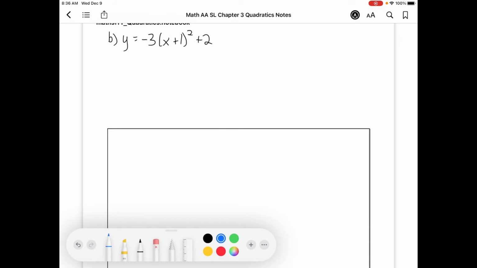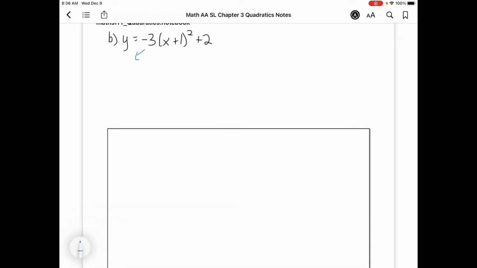So let's describe what's going on with this one. It's got a negative leading number, so it opens down. You could also mention that it's going to be kind of steep. And then we've got to figure out where the vertex is.